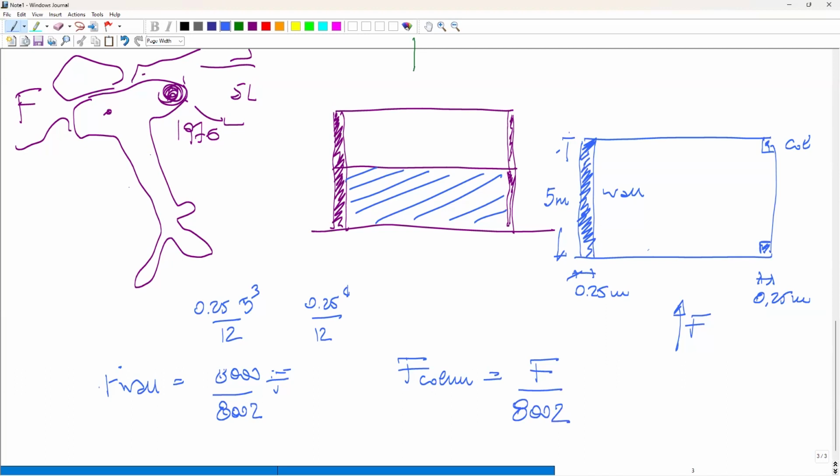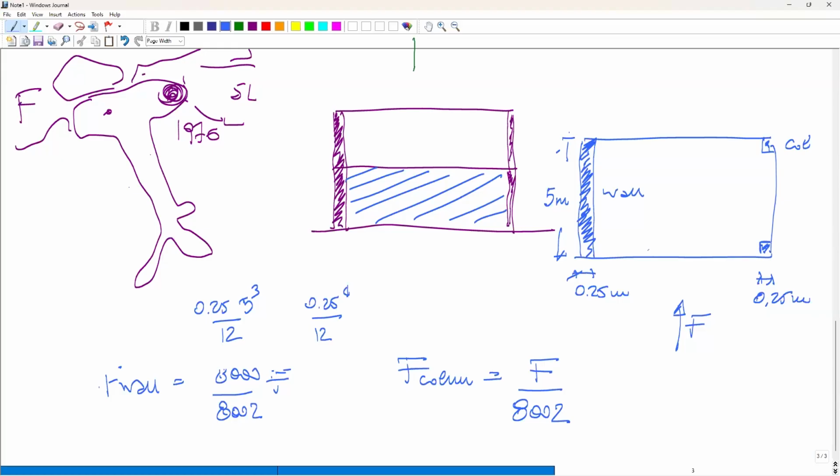And so the stiffness of the wall can be expressed in proportion. Well, you see, 8,000 divided by 8,002 is 1, and 1 divided by 8,002 is 1 times 10 to the minus 4, more or less. So it's completely negligible. So the wall was designed to take the whole share of the force.